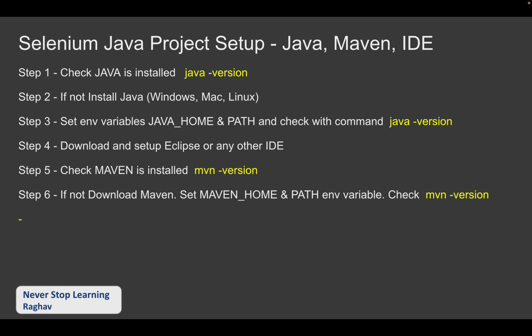We need Java JDK, which we have done. We need Maven, which we have done, and we also need some IDE, and we have also done that. So now we are ready to start with our project. So make sure that you have done all these steps. If you want, you can also take a screenshot of the screen so that you know these are the steps we have to do.